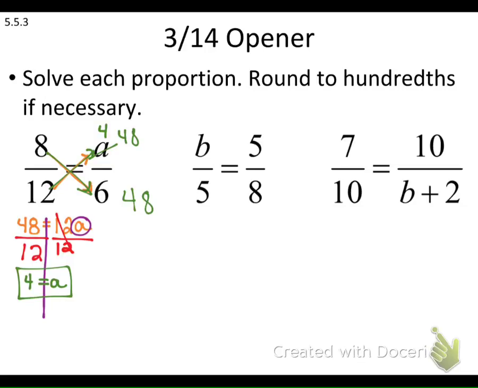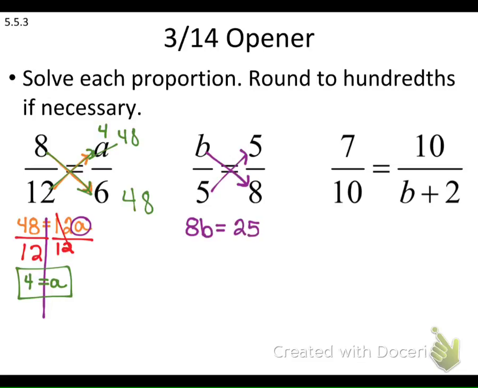All right, let's look at this next one here. So we have B over 5 equals 5 over 8. Deontay, which numbers would you like to cross multiply first? 8B. Okay, so what's B times 8? 8B. So 8B equals, okay, what did I put? 25. How'd you get 25? What's 5 times 5? Good. So 5 times 5 equals 25.